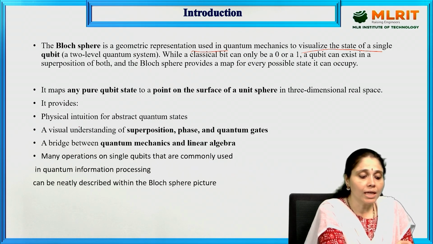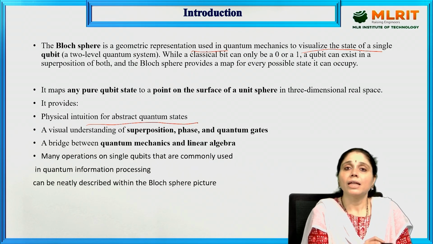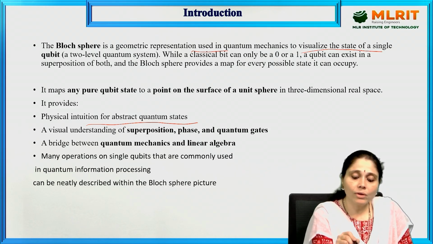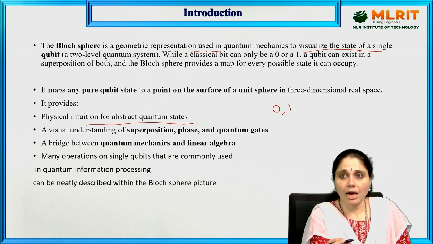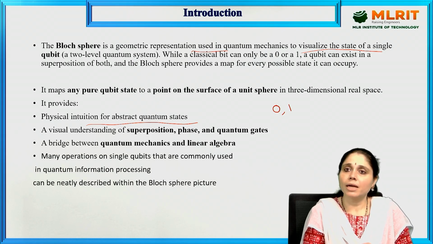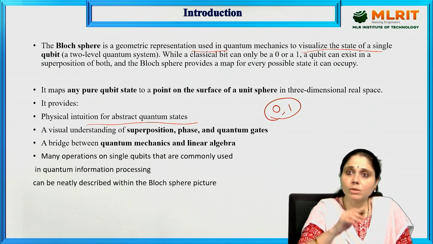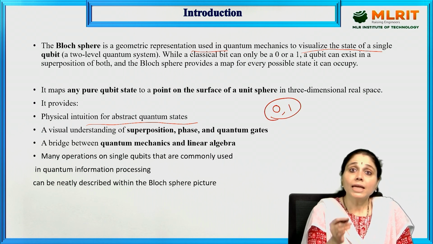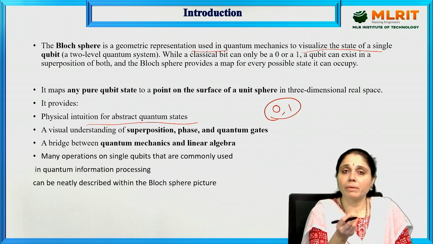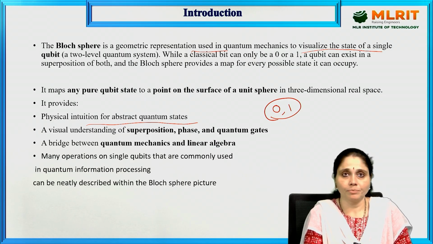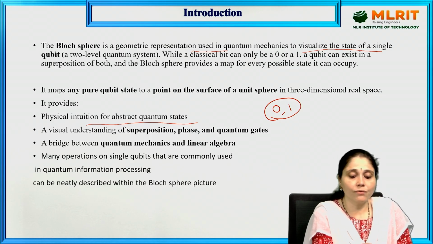Physical intuition for abstract quantum states means there are quantum states which are superimposed on one another. So we have only two states. They generally are represented with zeros and ones, which are machine-friendly language. And in a quantum computer, we will use these zeros and ones and the superposition of zeros and ones. So this will be represented by the Bloch sphere for our easy understanding and for mathematical purposes. A visual understanding of superposition, phase, and quantum gates.